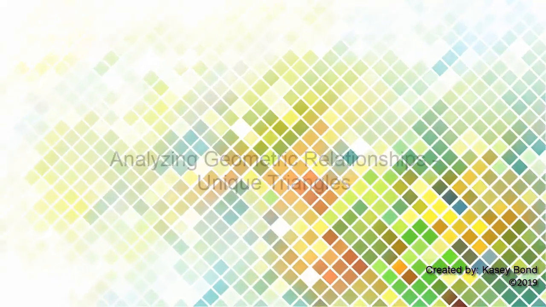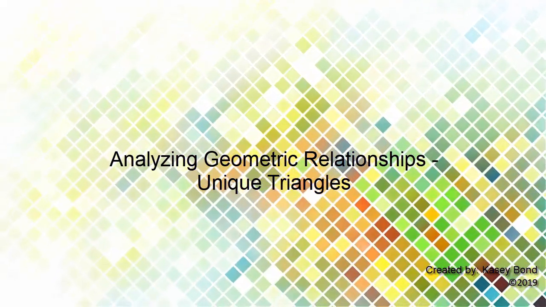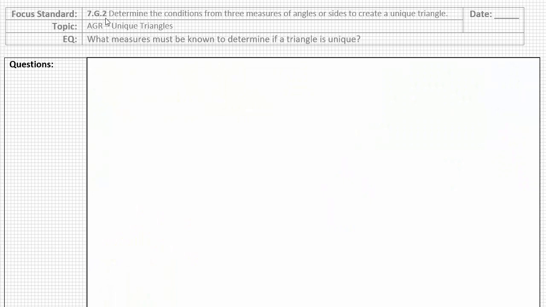Our focus standard for today's lesson comes from Grade 7, Geometry, Standard 2. Determine the conditions from 3 measures of angles or sides to create a unique triangle. Our topic comes from our Analyzing Geometry Relationships unit, Unique Triangles. Our essential question is, what measures must be known to determine if a triangle is unique?